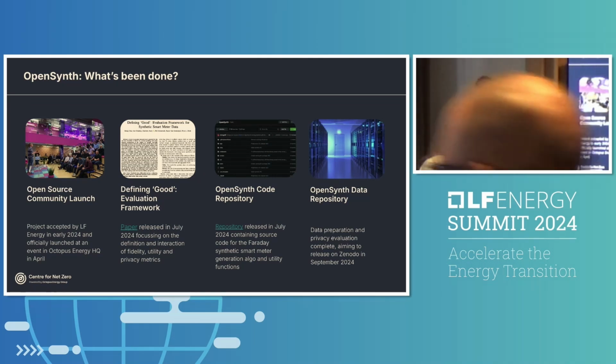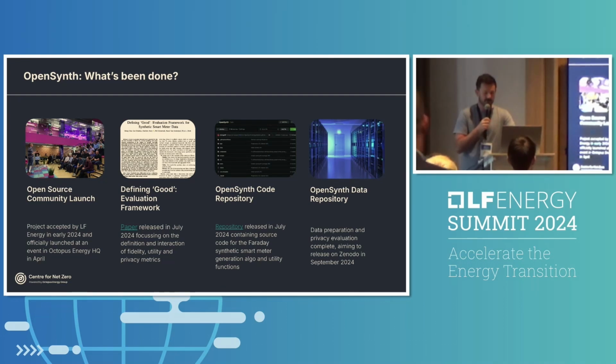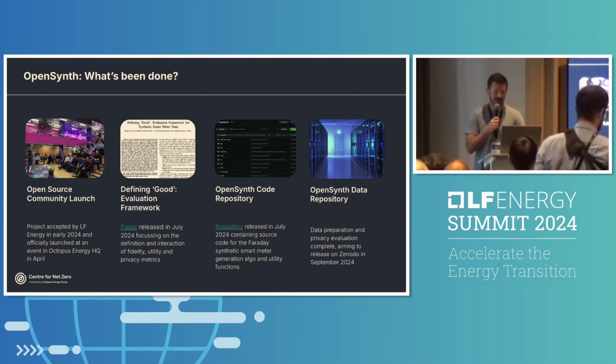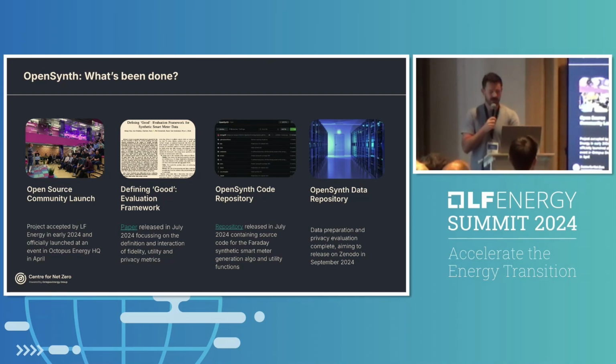And then the final bit of the puzzle is the OpenSynth data repository. When I wrote this, we were planning to release the data on Zenodo, a first public synthetic smart meter dataset from Faraday, and we hadn't done it then, but I literally got the green light to release it about 10 minutes ago from Octopus Energy's legal team. So we're going to probably do that today. So there'll be a public synthetic smart meter dataset on Zenodo for free download and use in your research projects.